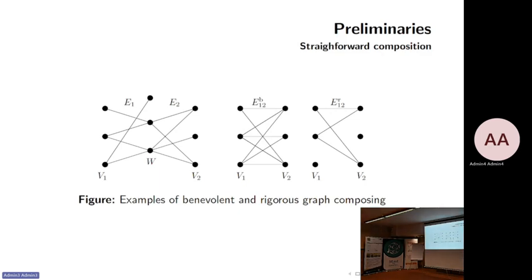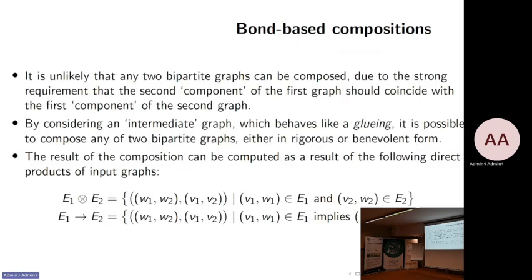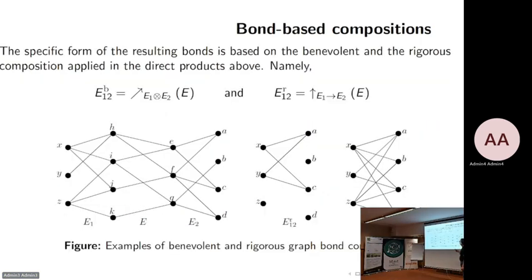Now, what happens? Talking about composition of graphs, this is a very strong requirement. What if we would like to compose two graphs or two relations which are not composable? For instance, imagine something like this. One and the other.